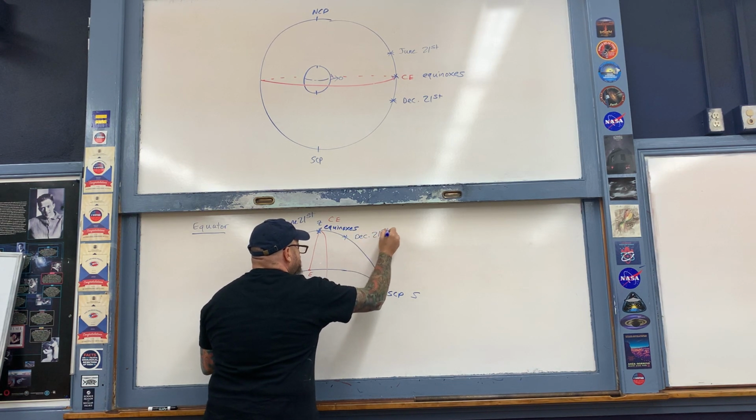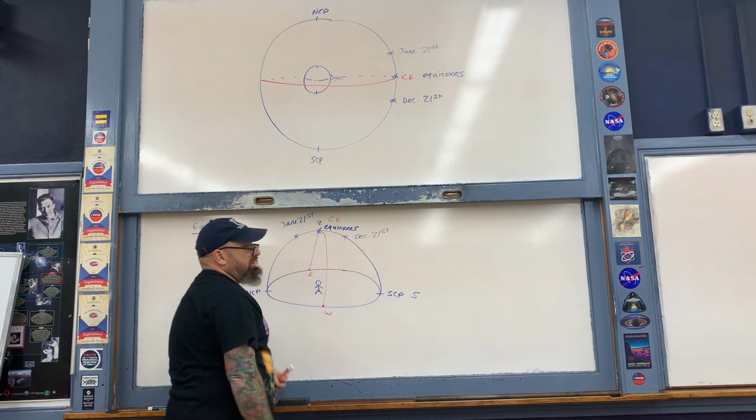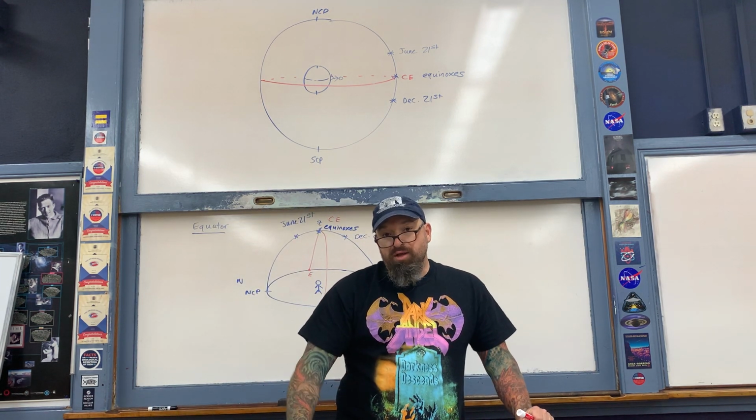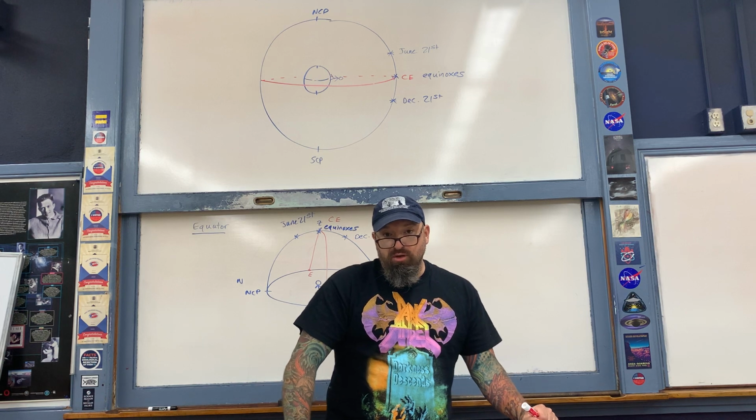But regardless of the time of year, when you stand at the equator, notice that the sun is always really high in the sky, hence the warm weather that you always have when you're near the equator.